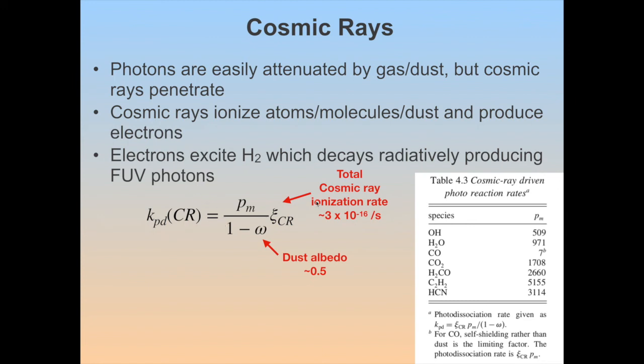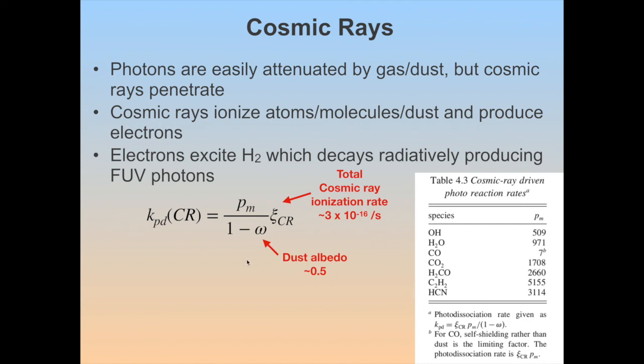So here's your photodissociation rate. It's driven here by your cosmic ray ionization rate, which is around 3 times 10 to the minus 16 per second. And then it just depends upon which molecule, how well they interact with those. So this is going to be your factors over here. And then you have 1 minus the albedo. The albedo here is essentially how much of the light is being absorbed by the dust particles. Again, self-shielding for carbon monoxide is actually kind of a limiting factor for a lot of these. But these are just some typical values.